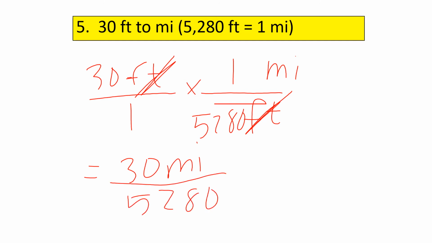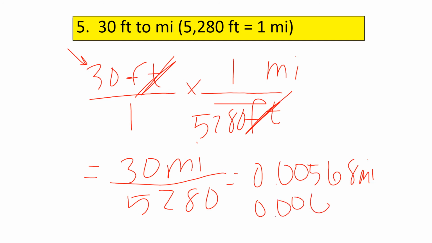5280. 30 divided by 5280. 0.00568 miles. My answer is going to be based off the 30 feet with the 1 sig fig, so 0.006 miles, which you could put in scientific notation if you wanted to.